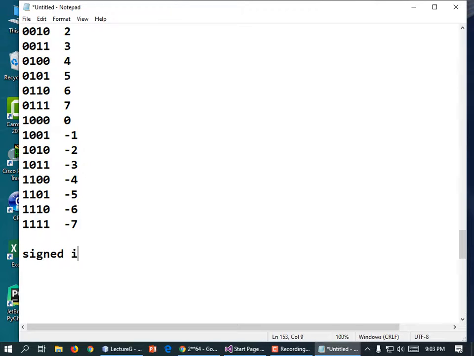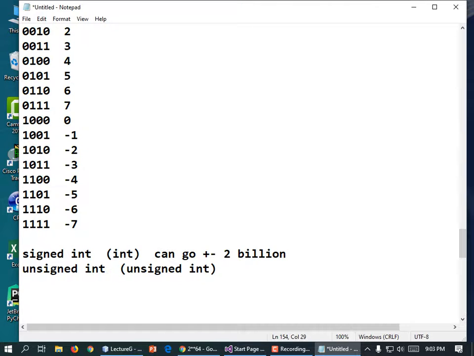A signed int, which is just a regular int, can go plus or minus 2 billion. An unsigned int, where you use the word unsigned in front of it, sometimes abbreviated uint, can go from 0 to 4 billion, but it can't go negative. So by using that bit for data, it can't go negative, but you can hold larger values.